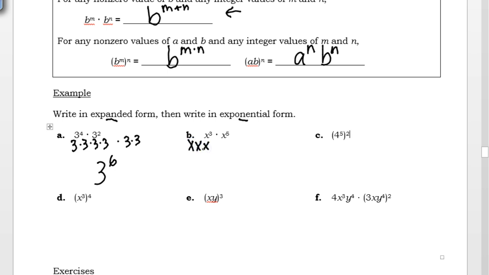So we'll do the same thing here. I have 3 x's, and then I have 5 x's. Altogether, I have 8 x's.